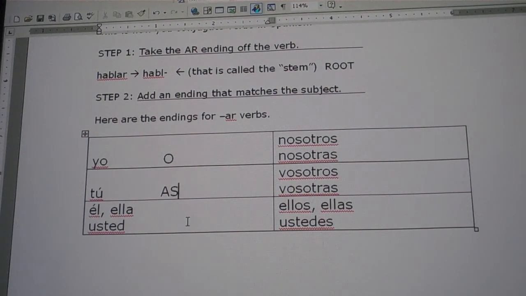Yes. See? Okay. The next thing that you guys have is él, ella, and usted. Él means what? He. Ella means? She. And usted means? You formal. Okay? Now, he, she, and you formal all end with the verb ending of "a."